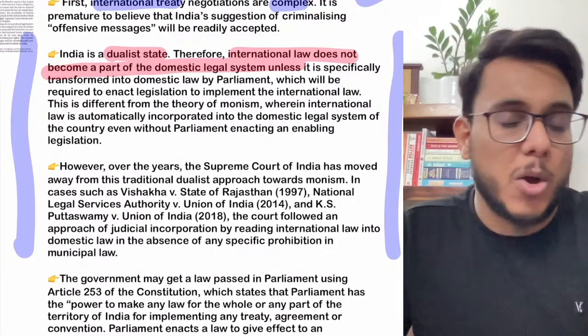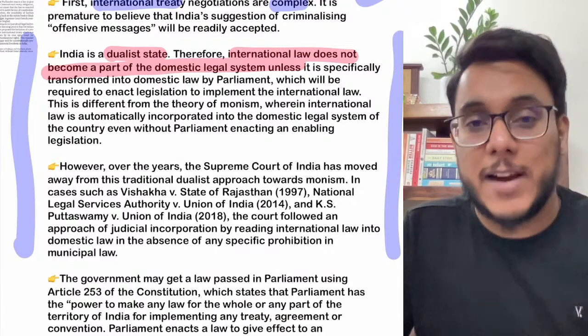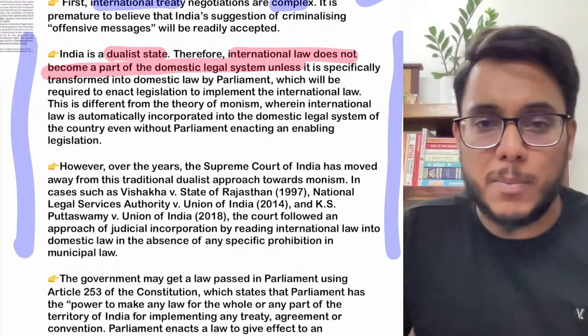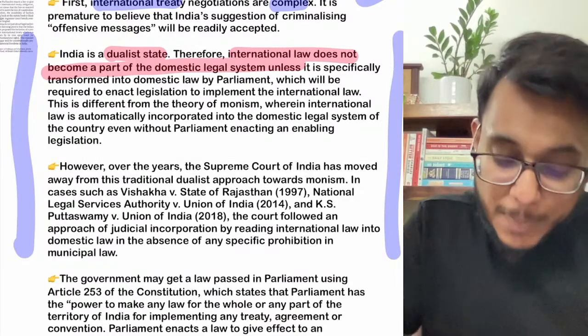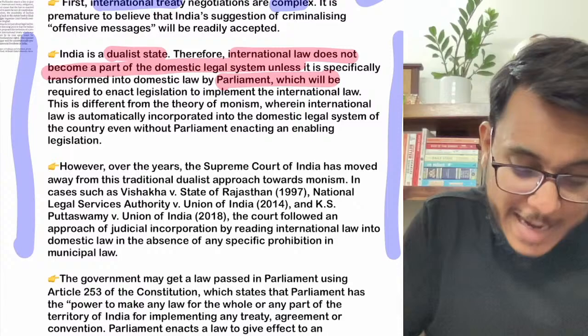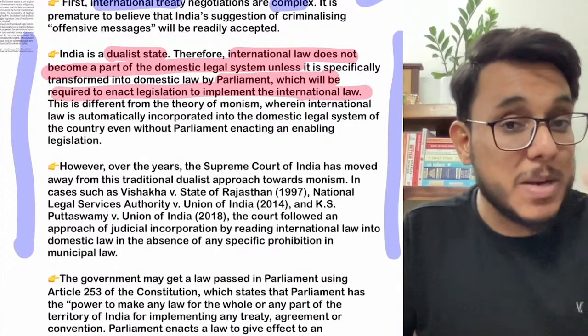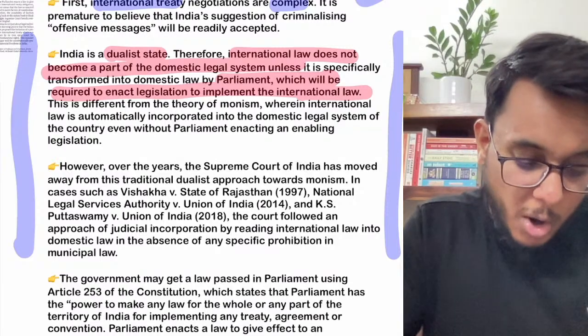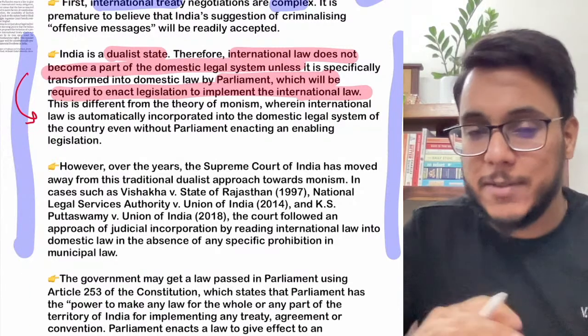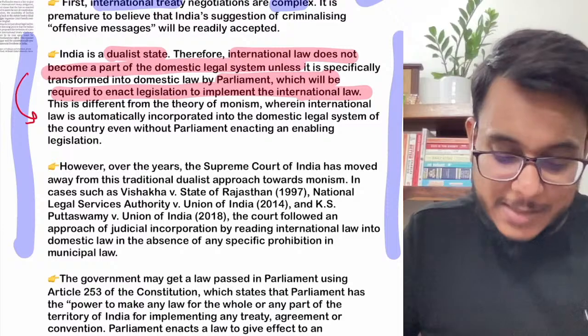If an international law treaty has been signed or ratified by India, it will not automatically become part of Indian law. Rather, Parliament has to enact a legislation, bring a law, pass an act for implementing an international law. So even if it is adopted, it will not automatically become part of the Indian legal system.